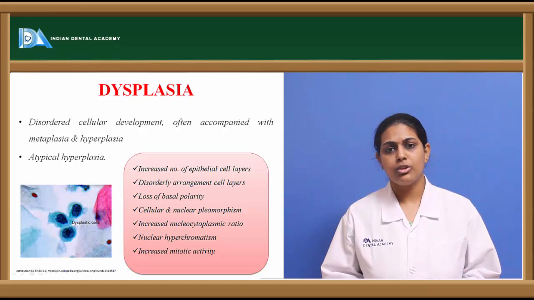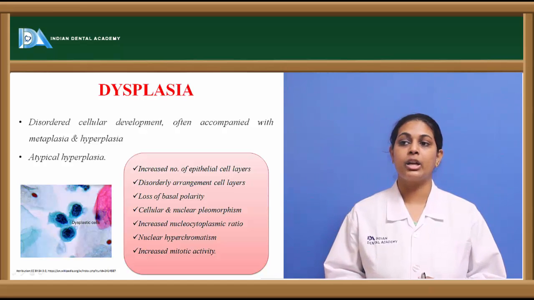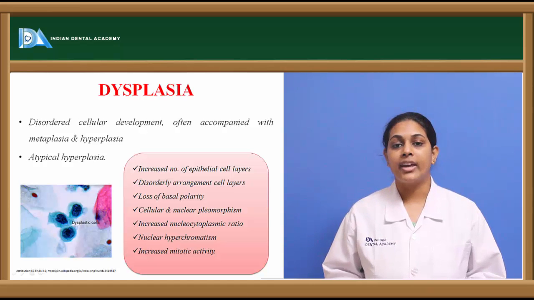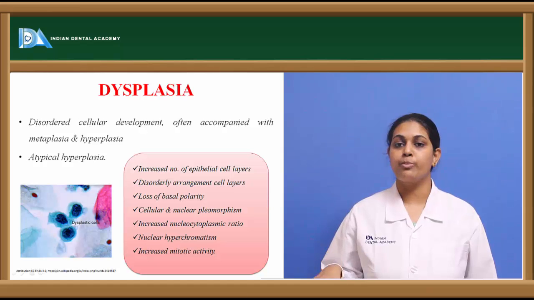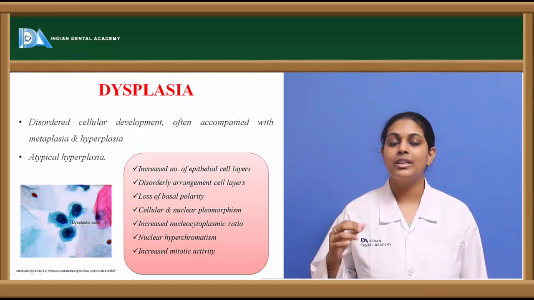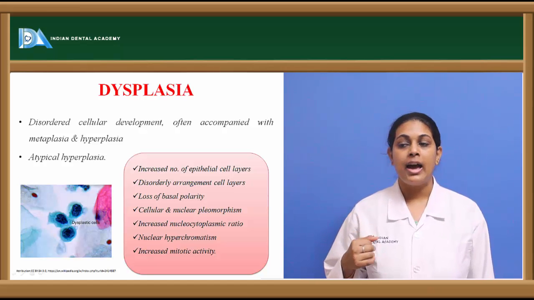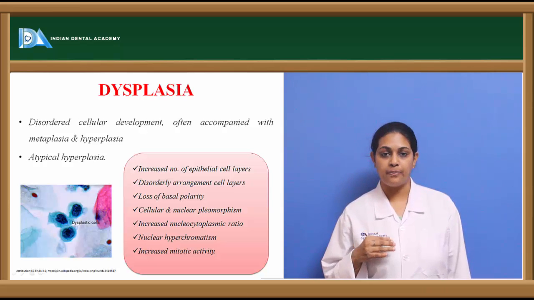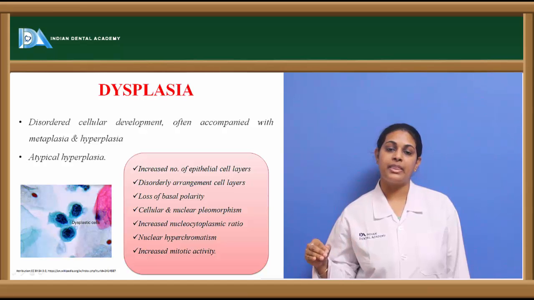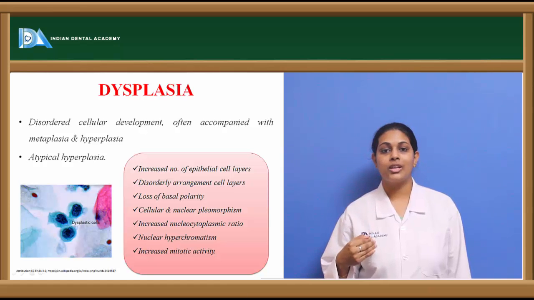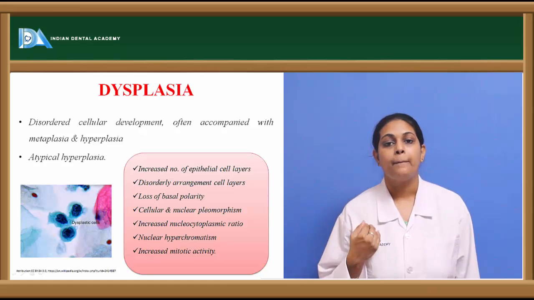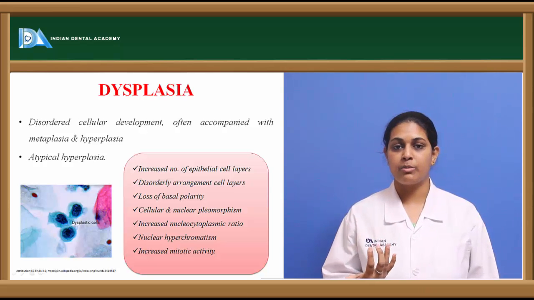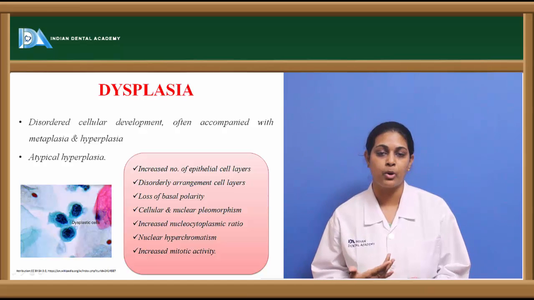Usually we find that dysplastic changes include an increase in the number of epithelial cell layers, and there is no proper arrangement of the cell layers, which are disorderly arranged, and there is loss of basal polarity. Normally in the basal epithelial cells, the nucleus is towards the basement membrane, but in dysplastic change the nucleus is pushed away from the basement membrane. This is known as loss of basal polarity.